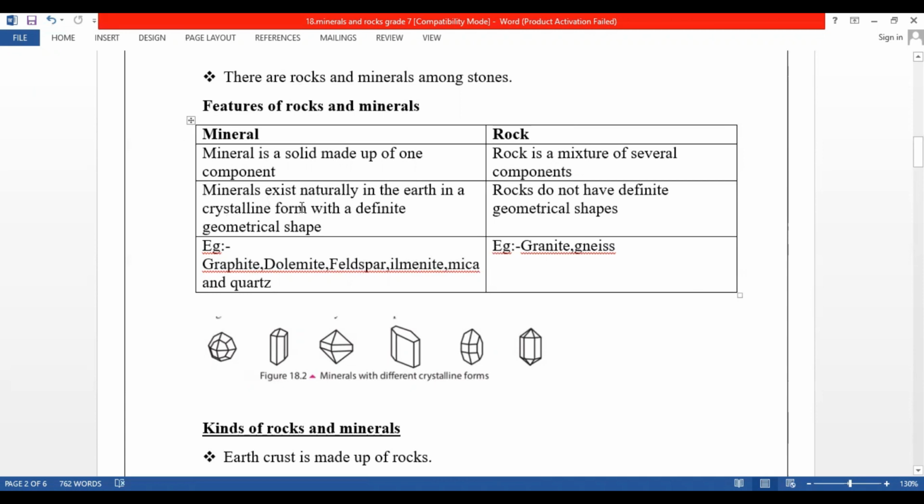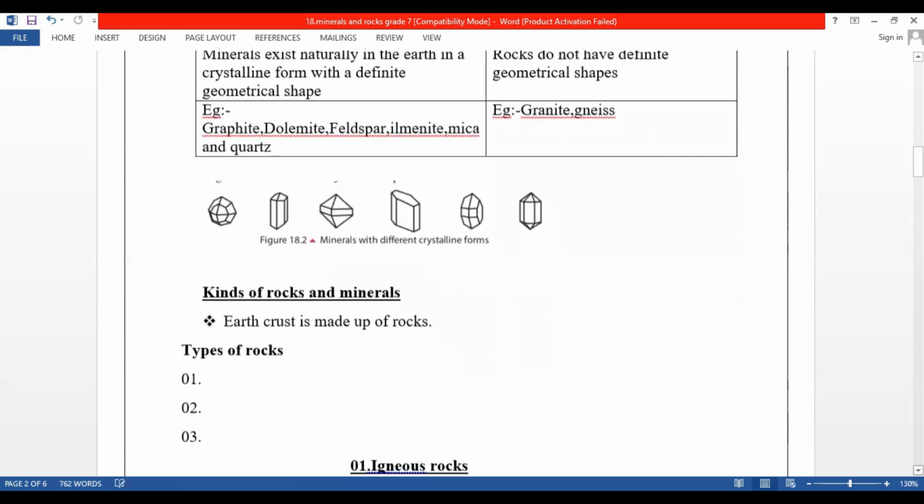Minerals exist naturally in the earth in a crystalline form with a definite geometrical shape. Crystalline form means කට විදියට. It has a fixed shape. නියමිත හැඩයක් තියෙනවා. Rocks do not have a definite geometrical shape.